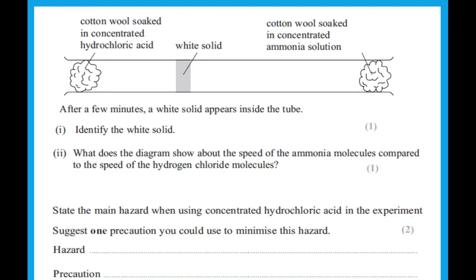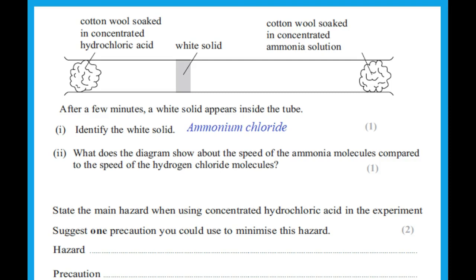We have an open-ended tube with cotton wool on one end containing concentrated hydrochloric acid, and on the other end it contains concentrated ammonia solution. After a few minutes, a white solid appears inside the tube. Identify the white solid. When ammonia reacts with hydrochloric acid, the white solid that forms is called ammonium chloride.